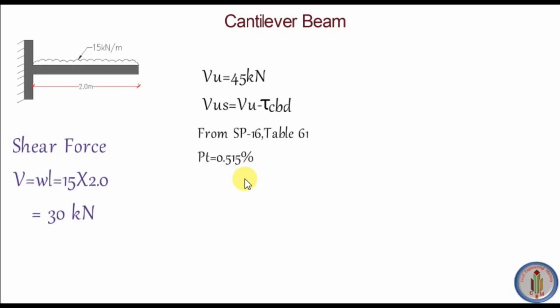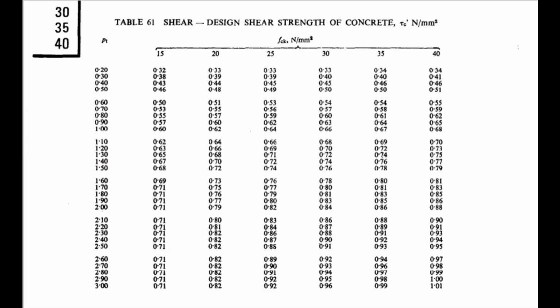So let's see from SP16 how we can get the tau c value. Tau c is the design shear strength of concrete. We know the pt value as 0.515, so let's consider 0.5. For fck 25 Newton per mm squared, we have the value of 0.49 Newton per mm squared as the design shear strength of concrete.